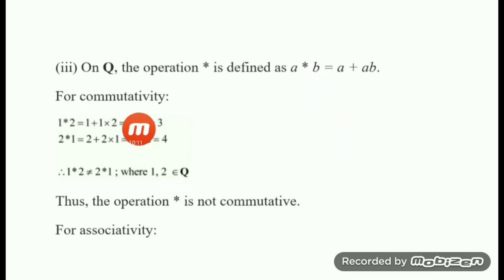We are taking two elements, 1 and 2. 1 star 2 is 1 plus 1 into 2. 1 into 2 is 2, 1 plus 2 is equal to 3. 2 star 1 is 2 plus 2 into 1. 2 into 1 is 2, 2 plus 2 is 4. They are not equal, therefore star is not commutative.